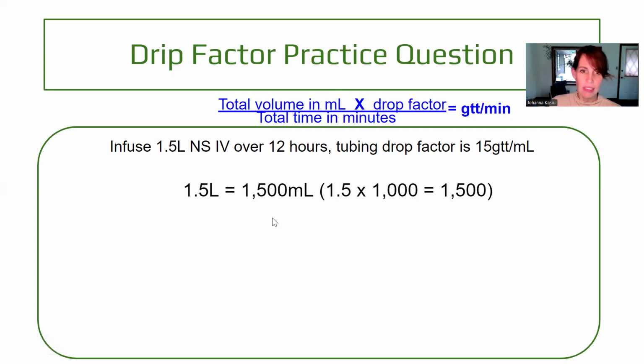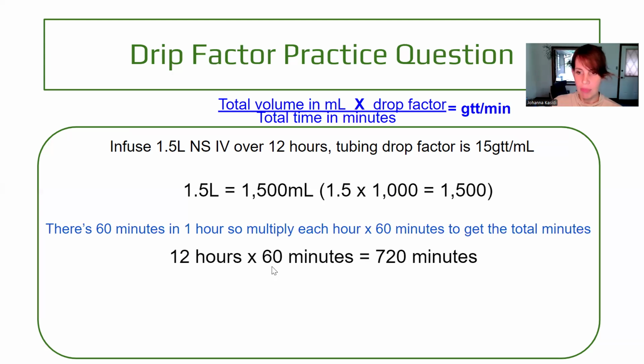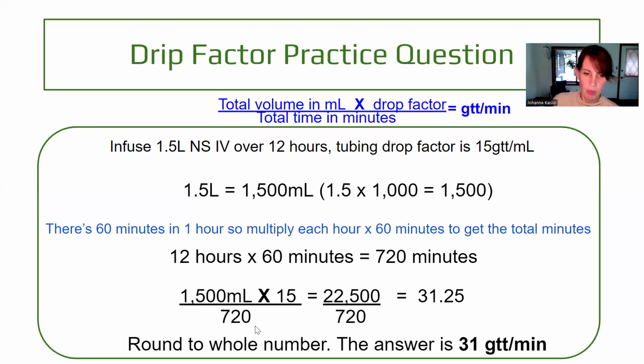1.5 liters is 1,500 milliliters. And we want 12 hours. Now we know that there's 60 minutes in every 1 hour. So I'm going to multiply 60 minutes by 12 hours to get the total time in minutes. And that's going to give me 720 minutes. So when you're looking at your math problems, just make sure that you are in milliliters and minutes to do this calculation. And then when you do it out, this is the answer. You come up to 31. And here I said round to a whole number. So the answer is 31 drops per minute.